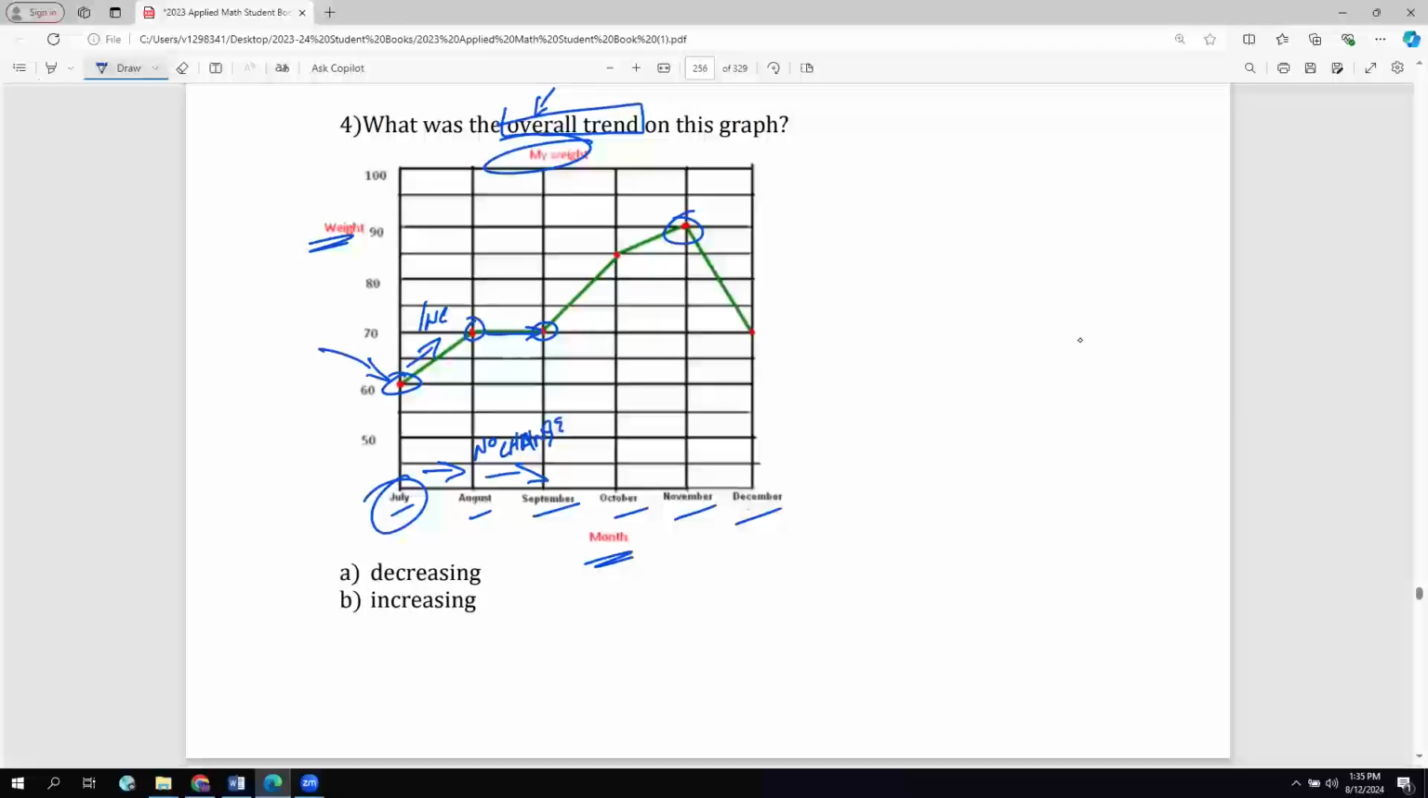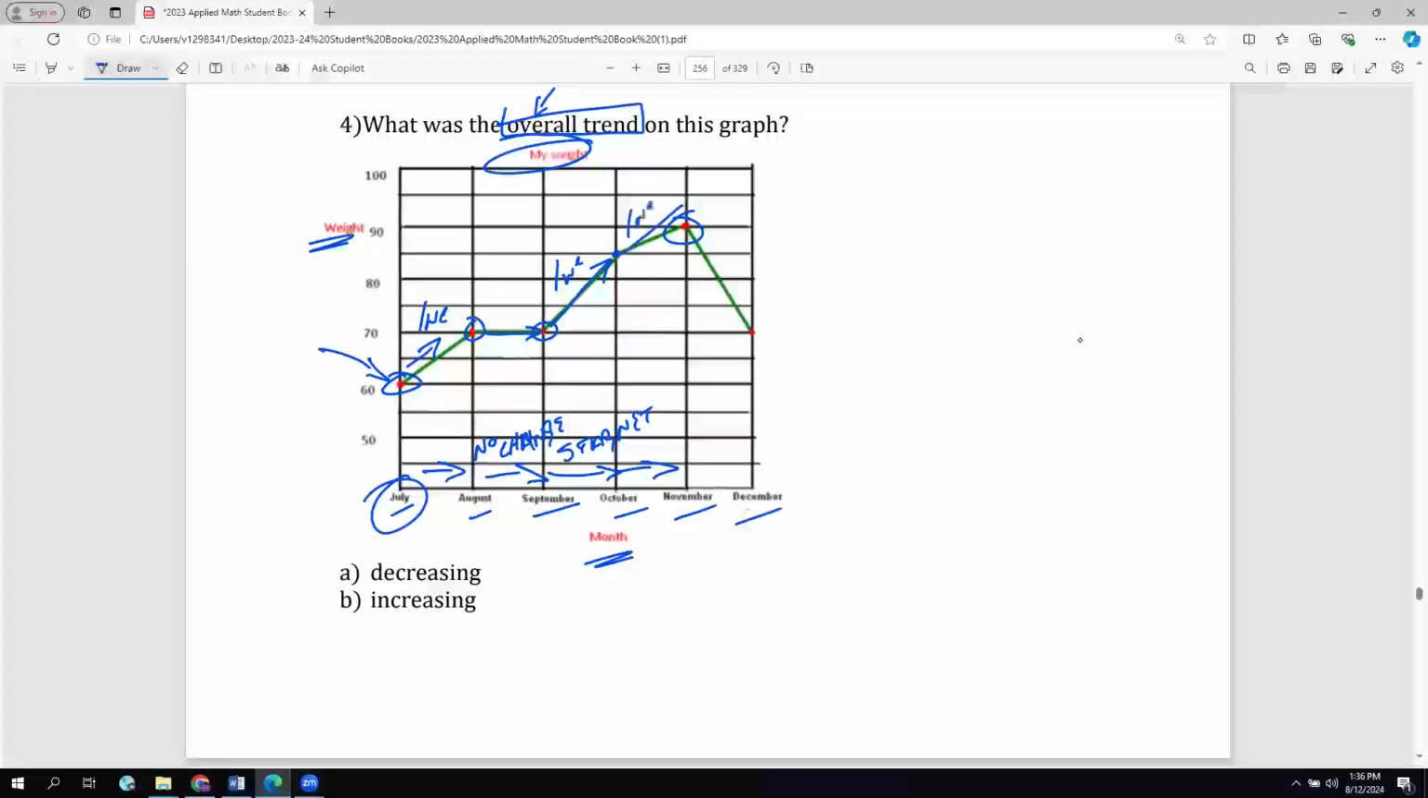Another word people will use is stagnant. Hope I spelled that right. But stagnant just means no change. Okay, then what about between September and October? Oh, it went up again. So that's another increase. Exactly. What about from October to November? You'd say, oh, it went up again.